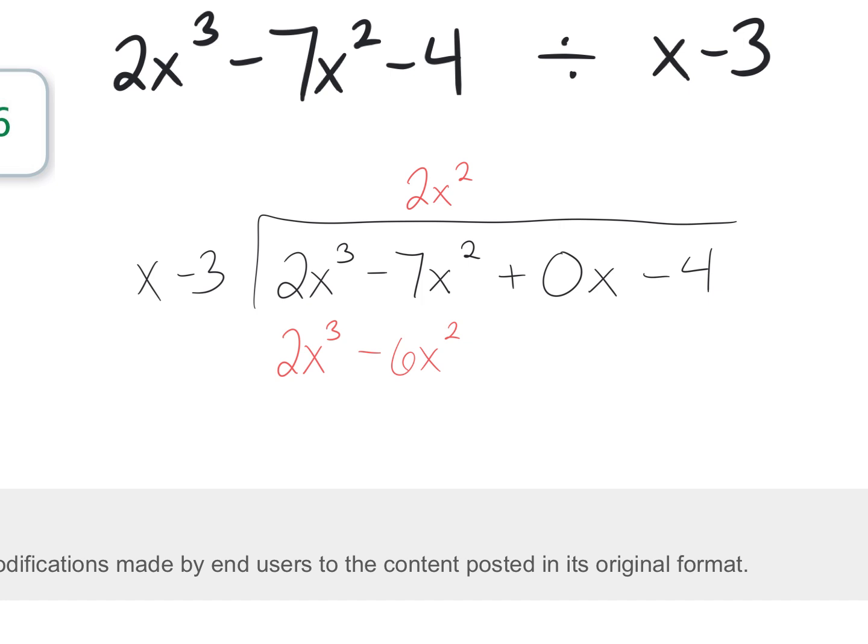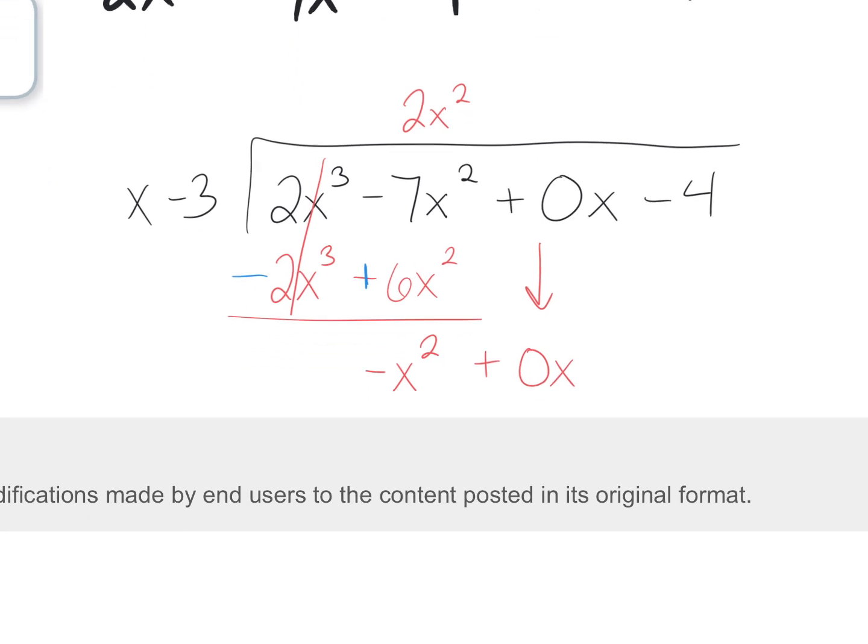What is my next step? I'm going to subtract. With that subtraction symbol, I want to go through and change all the signs that I have. What happens to those first two terms? The 2x cubed cancels. What's negative 7 plus 6? Negative 1x squared. Good. What do I do next? Bring down 0x. Now we start the process over again.